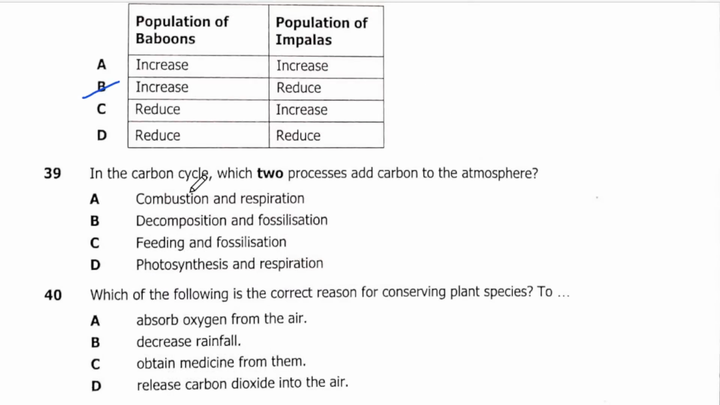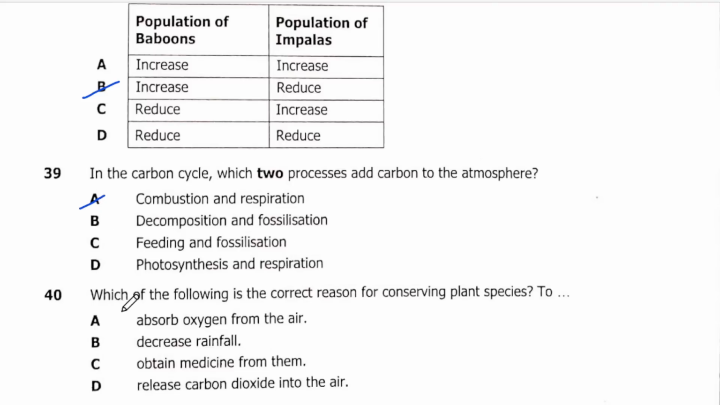39. In the carbon cycle, which two processes add carbon dioxide to the atmosphere? So carbon dioxide can actually be added by combustion and also respiration. So the correct answer here already is A. Okay, let's just go through. Decomposition, no. Fossilization, no, because it will actually keep carbon inside the soil. Feeding, no, this is just passing of carbon around in the ecosystem. Photosynthesis is absorbing the carbon dioxide. Respiration will produce carbon dioxide. So already the correct answer here is A.